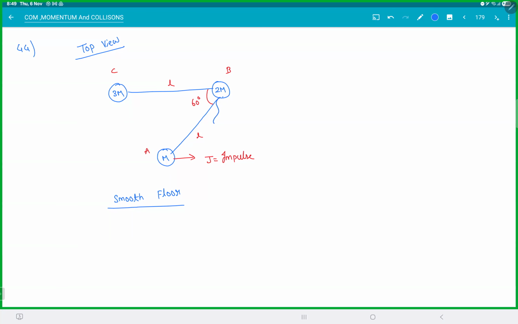First, the string will become loose. A will go like this, then the string will still be loose. A like this, then the string will become tight. When the string suddenly becomes tight, B and C also will start moving. So find the velocity of A, B, C just after string AB becomes tight.